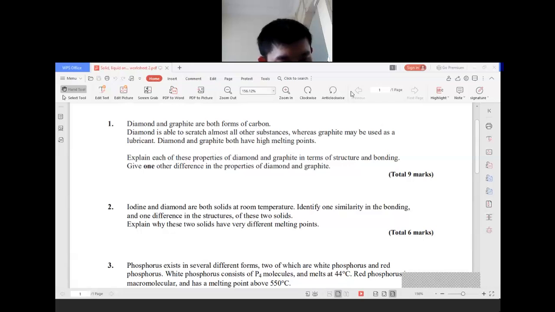And what is the structure? Is it a giant covalent structure or a simple molecular structure? Giant covalent structure. Correct. How about graphite?